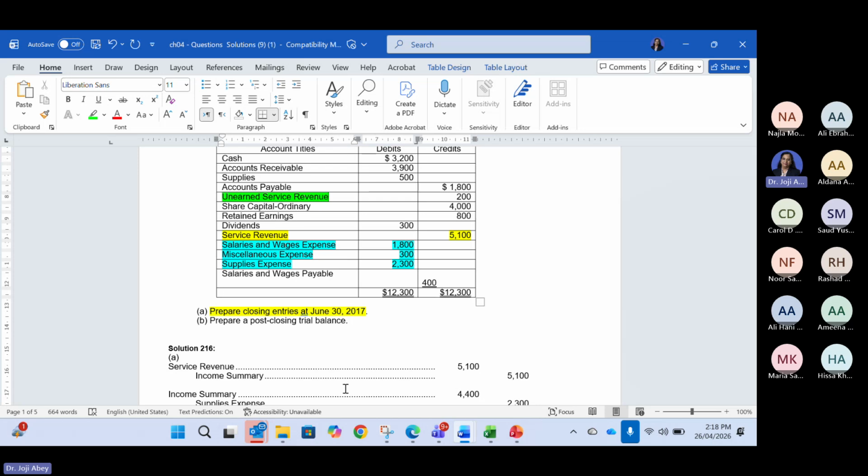Okay, the next question comes with miscellaneous expense. Who can answer? It's an expense. It is an expense.